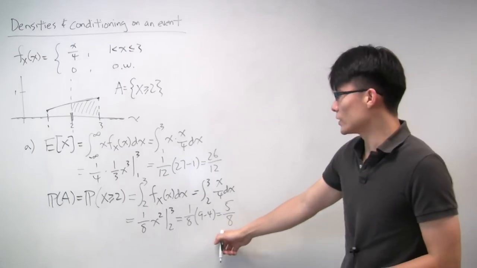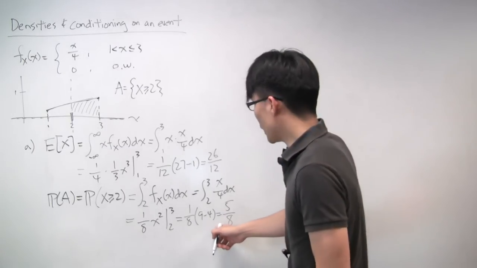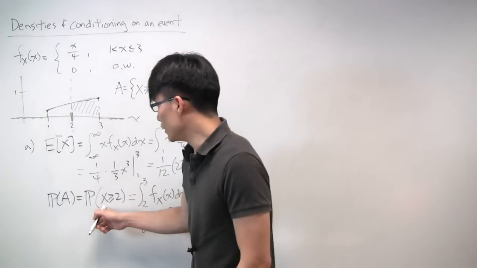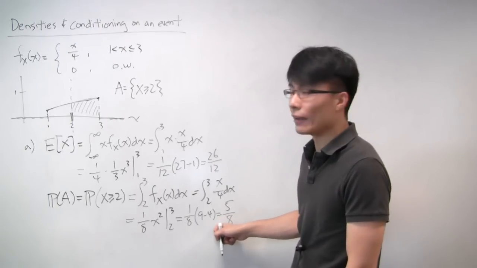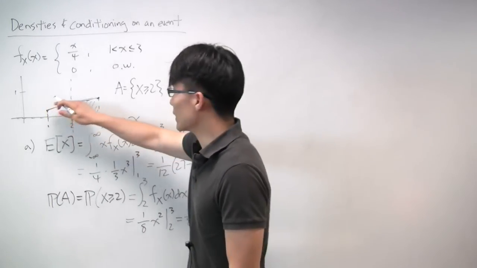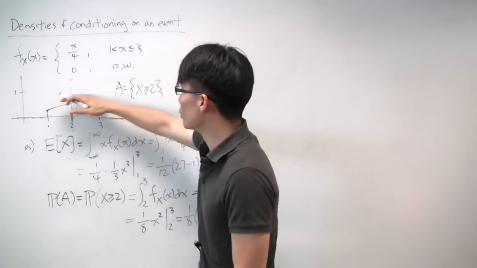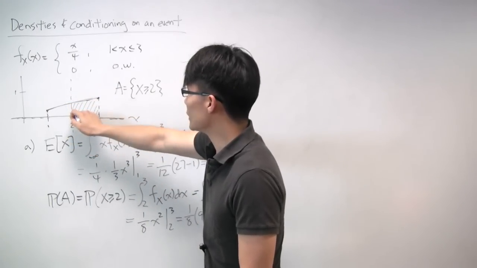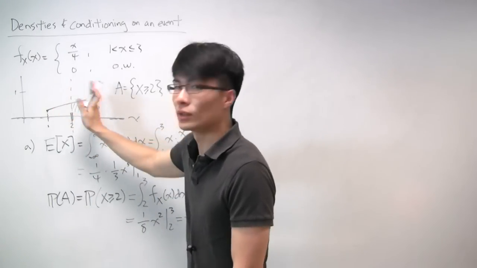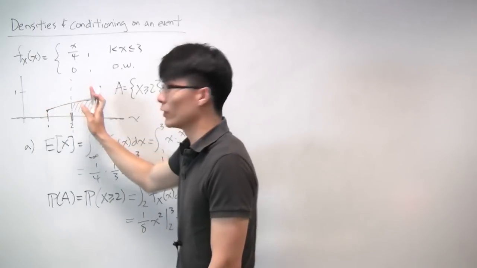And again, we can check that this kind of makes sense. The probability that the random variable is at least 2 is 5/8, which is a little bit more than half, right? And again, we can compare this to the case where it would be uniform. If it were uniform and flat, then the probability that it's greater than 2 would be exactly half, right? Because it's symmetric. It's half on this side, half on this side.